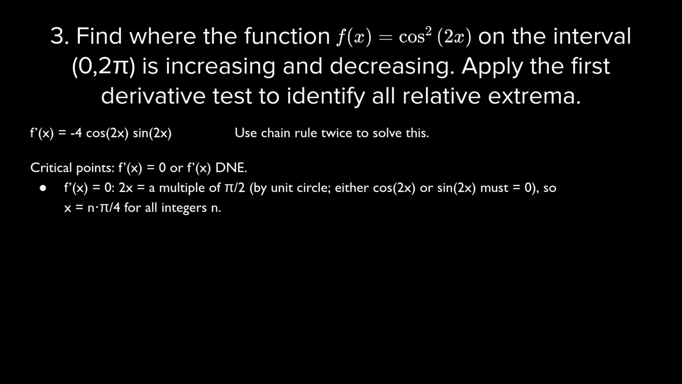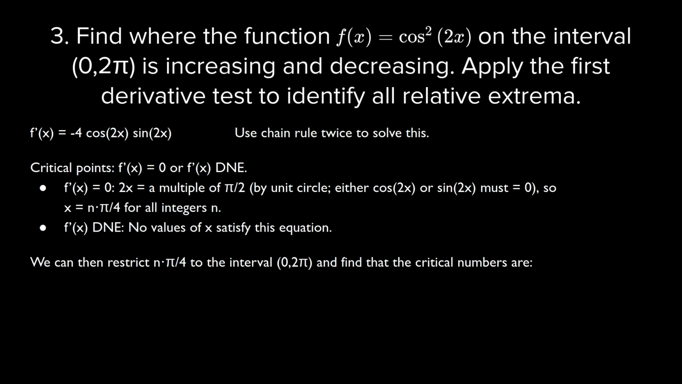And so this means that when we divide by 2 and just get x, it can be any of those points plus the diagonal points in between them. So it's a multiple of pi over 4. And we can list out all the multiples of pi over 4 on the interval 0 to 2 pi, excluding the endpoints. And we just get this list here. And we also know that this derivative will never not exist because there's nothing being divided by. So this is the entire problem.